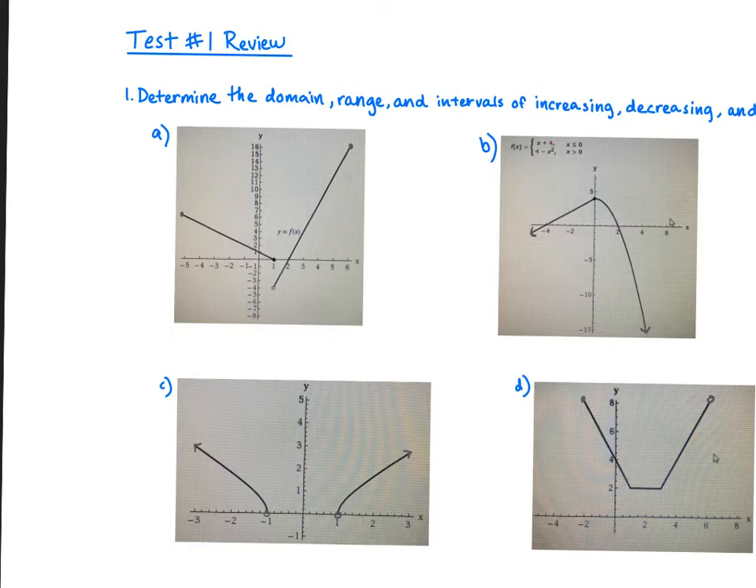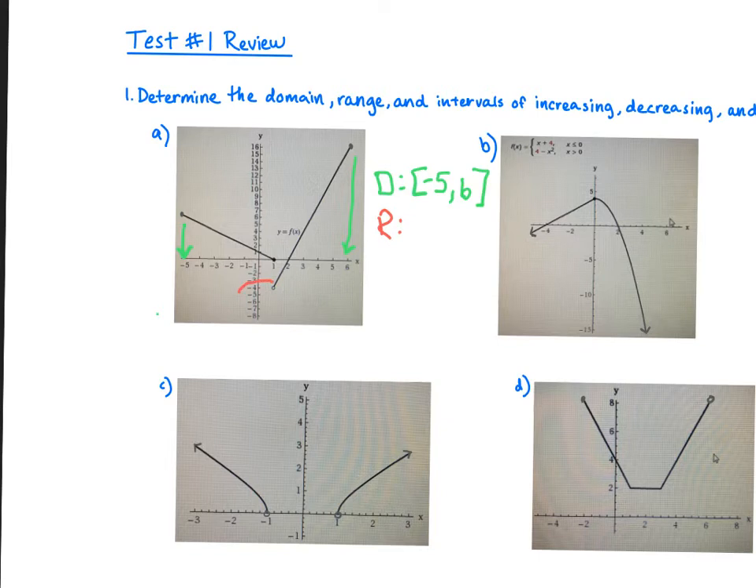So if I look here in this first example, 1A, we talk about domain. We're going to look from left to right. So the furthest to the left we go is -5, and that's going to have a bracket because our circle is closed in, so it's -5. And then the furthest to the right we go is +6, and again that's going to have a bracket as well because it's closed. If we're looking at the range, we read from bottom to top.